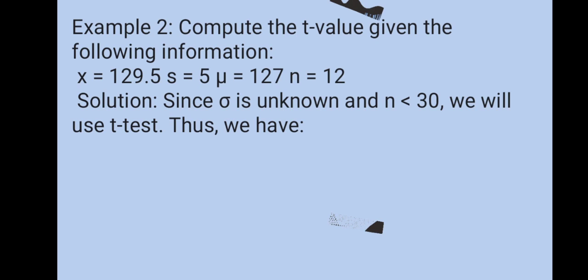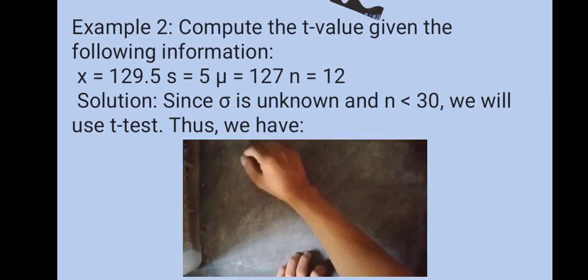Example number 2. Compute the t-value given the following information: x bar is equal to 129.5, s is equal to 5, the population mean is equal to 127, and n is equal to 12. Since the population standard deviation is unknown and n is lower than 30, we will use t-test.